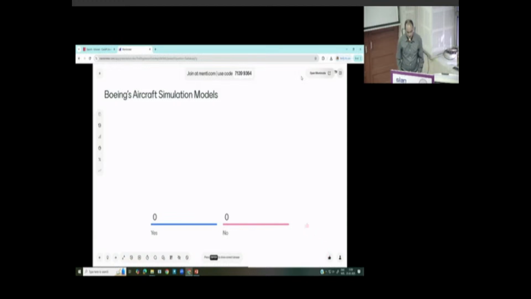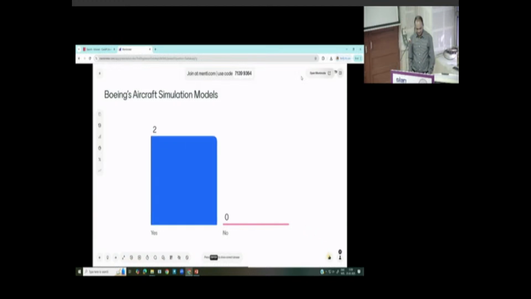Boeing's aircraft simulation models. Yes or no? Is it a digital twin or not? Yes. Why is it a digital twin? Because we have the real aircraft. Boeing made the simulation, the digital twin, the virtual replica of that physical model. That's why this is a digital twin.